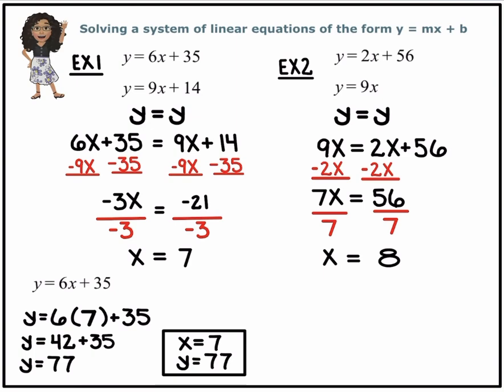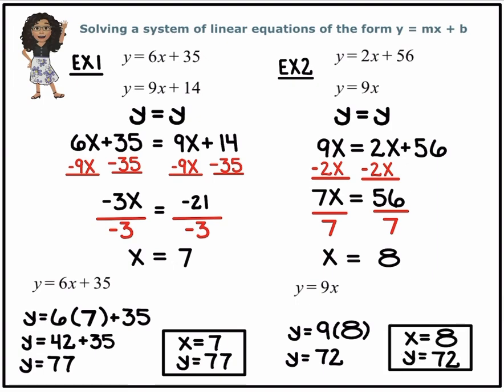I need to now go back to my original equations and grab one of those. It does not matter which one I grab. I'm grabbing y equals 9x because it looks like the easier of the two equations. Now I will replace the x with the 8 that I just found. 9 multiplied by 8 is 72. So our final answer is x equals 8 and y equals 72.